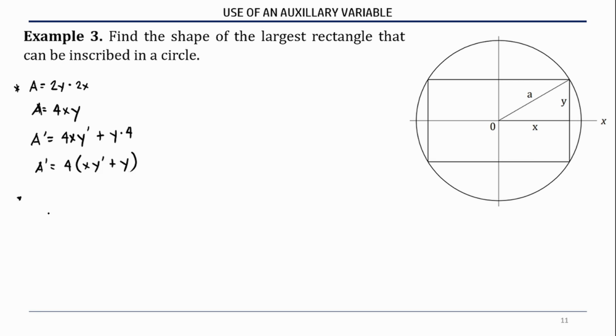And then, dahil kinuha natin yung maximum, equate natin yung derivative to 0. So, we have 0 is equal to 4 times xy prime plus y. And then, divide both sides by 4. Magka-cancel yung 4 dito. So, we have 0 is equal to xy prime plus y. Sorry, plus y. And then, simplify ulit natin. We have negative y is equal to xy prime. Therefore, meron tayong equation for y prime na negative y over x. Okay?